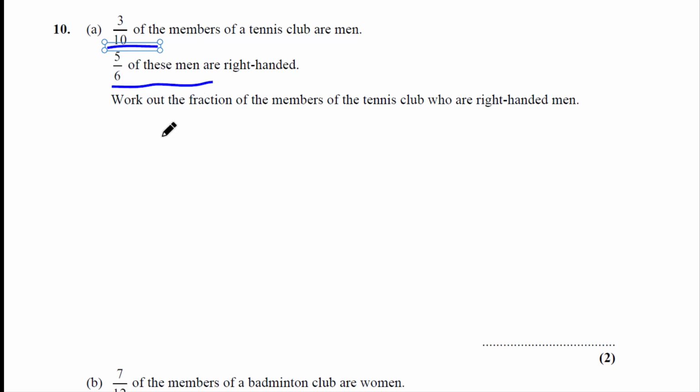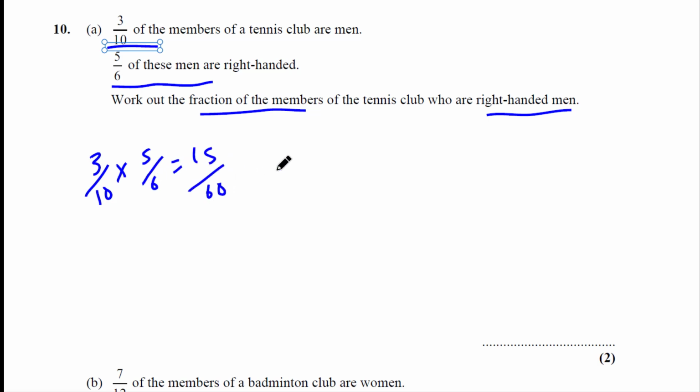And 5/6 of these men are right-handed. So you've got 3/10 of the members of a tennis club are men, 5/6 of these men are right-handed. Work out the fraction of the members who are right-handed men. So essentially all you actually need to do is 3 over 10 times 5 over 6, and that answer is 15 out of 60, and that is acceptable as an answer because they haven't asked you to do it in its simplest form.